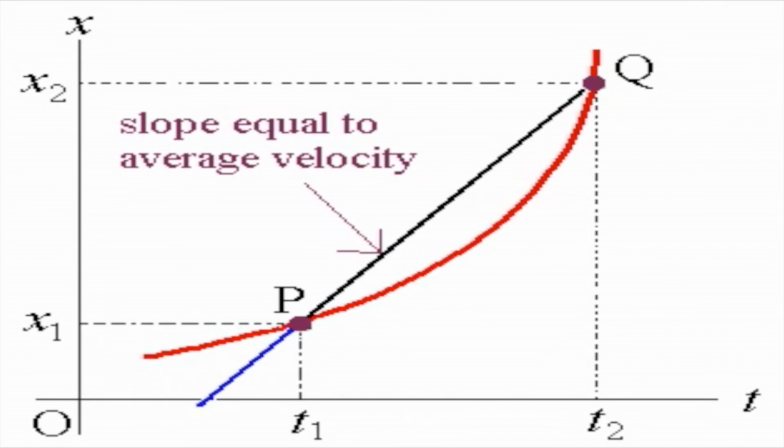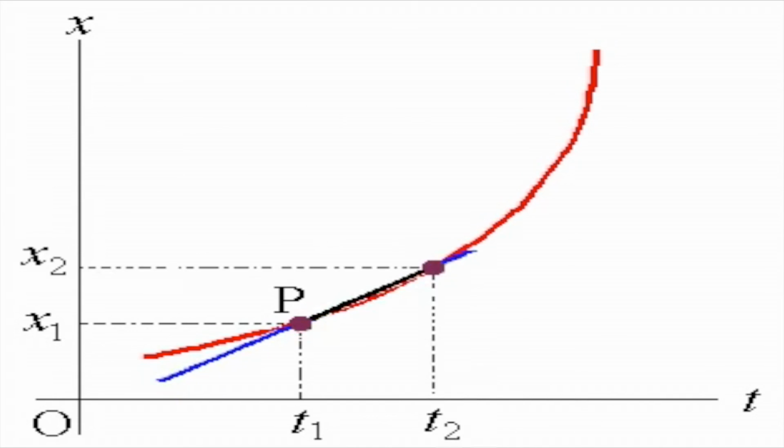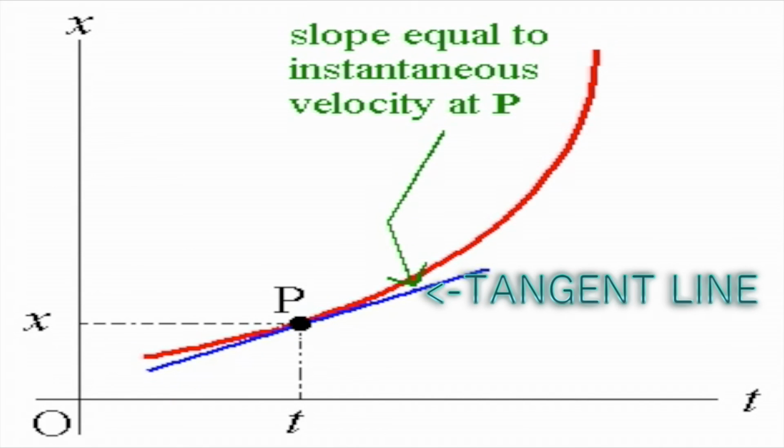So another way to think about this question of how fast the ball is going when it hits the ground is to think about the slope of a line at a single point. The slope of a line at a point like that is called the tangent line, or the line that is tangent to that particular point. This idea of a tangent line is really the crux of calculus.